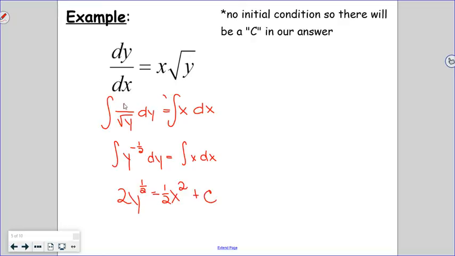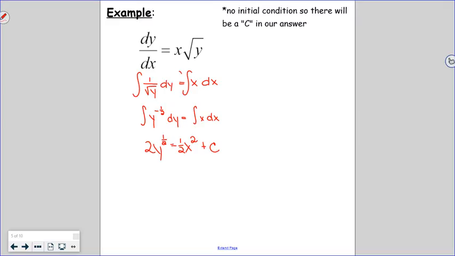And I will always put the constant only on the x side because we can always move them all to the same side and it's still just some random constant. Eventually, I'm trying to get y by itself anyway, so why would I move it to the y side, right? So always put it on that x side. Today, the difference is we aren't going to know what it is. So we just move past that part, solve for y now.